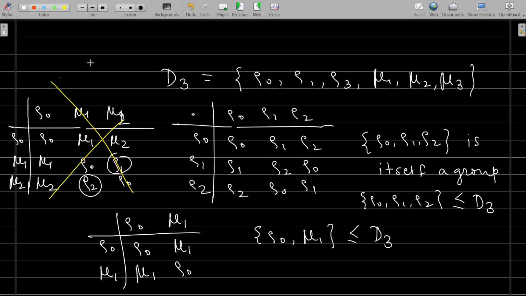This is something abstract, maybe a little new. Is this okay? That this is not a subgroup. Why? The trouble is it is not at all closed under the operation. I get something as product which is outside the set, so it can't be a group.